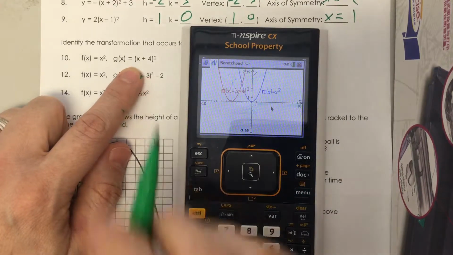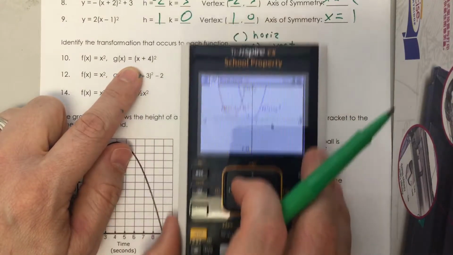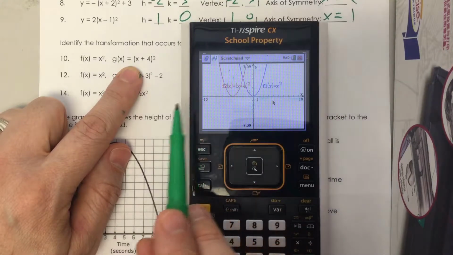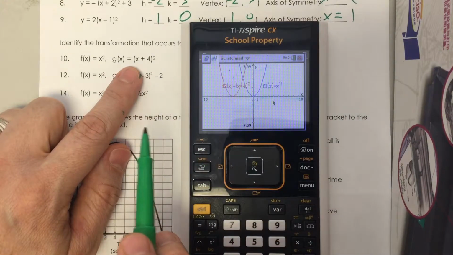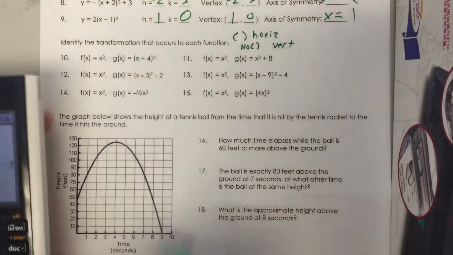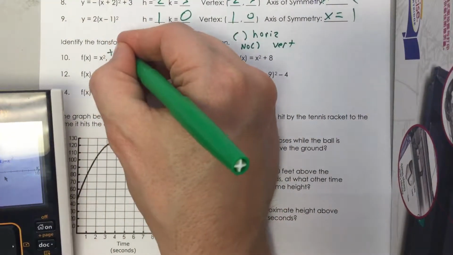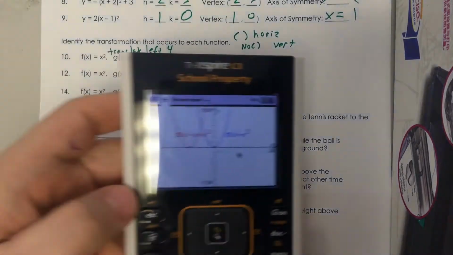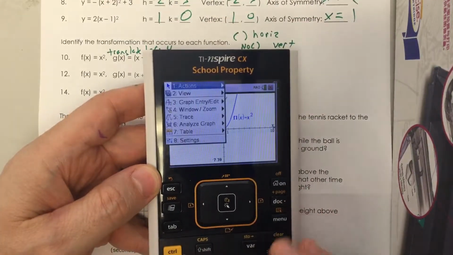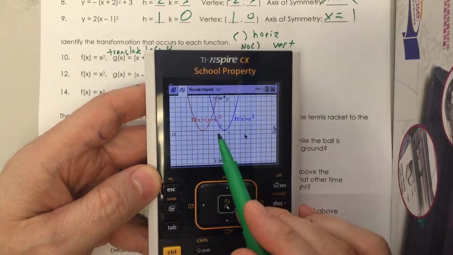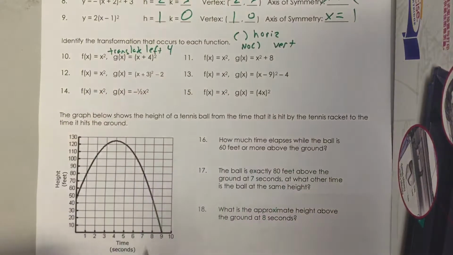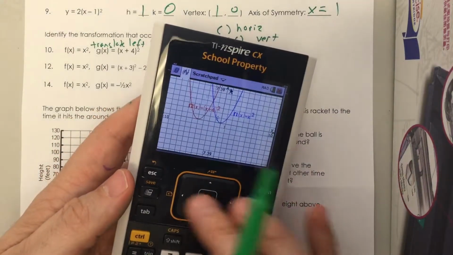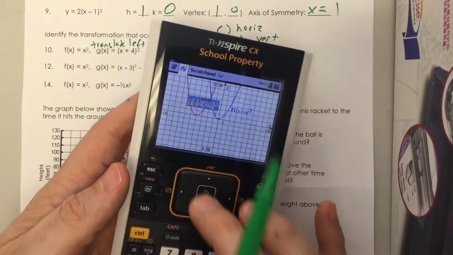Now the fact that it's in parentheses, I know it's a horizontal change. And obviously it is a horizontal change because it moved left, right? So I'm going to say it translated left 4 units. Translate left 4. That's it. We can just count it right here. If you turn on your grid lines, it's even easier to count. 1, 2, 3, 4. Okay, number 11. I'm going to keep my parent function in the calculator, but I am going to change the red graph to the next one.